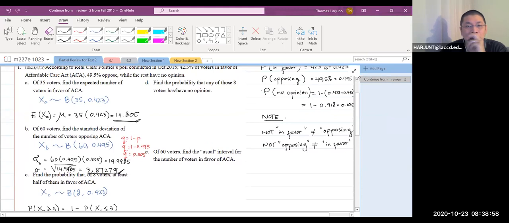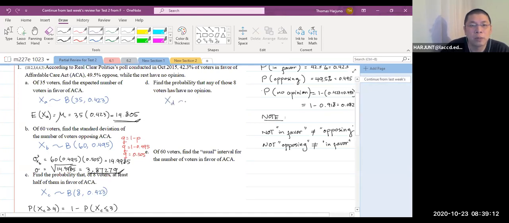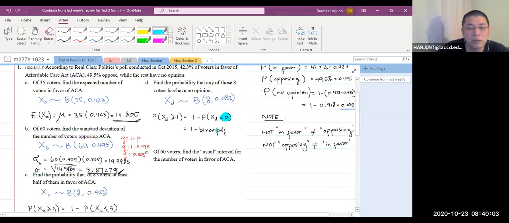Go on to part D. Find the probability that any of those 8 voters, any means at least one, have no opinion. So even though we are still dealing with 8 people, the one we are measuring right now is the one without any opinion. So it's another random variable, 0.082. The probability that the number of people of these 8 with no opinion is at least one equals 1 minus probability that none of them have no opinion. It's 1 minus binom PDF. Actually, when it is 0, it's the same as less than or equal to 0. So you can use PDF or CDF if that happens to be 0.